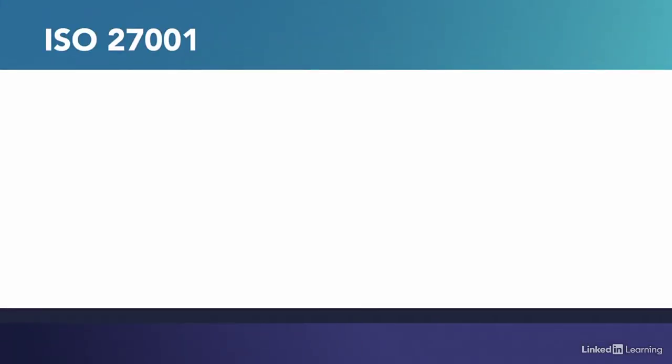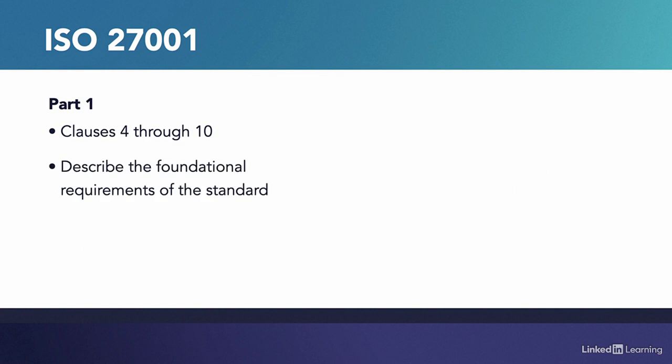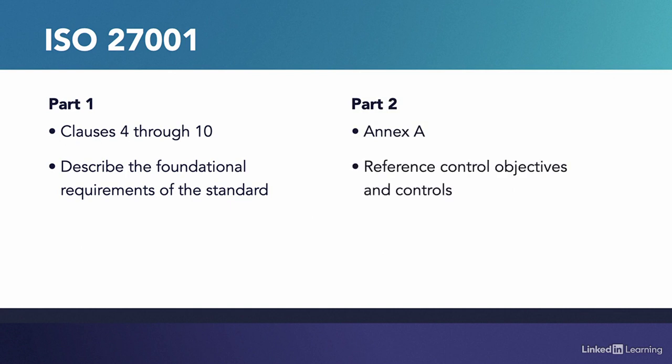Let's take a closer look at the ISO 27001 standard. When boiled down, ISO 27001 is a standard on how to manage an information security program. It's split into two main parts: clauses 4 through 10, which describe the foundational requirements of the standard, and Annex A, which is called Reference Control Objectives and Controls.